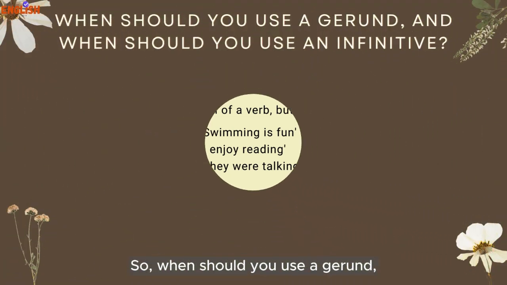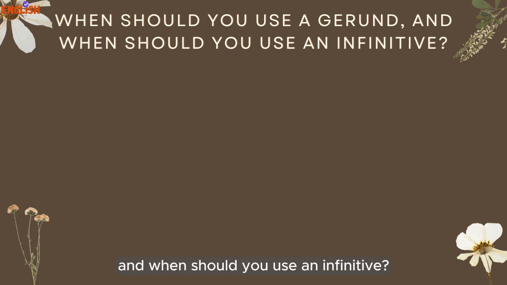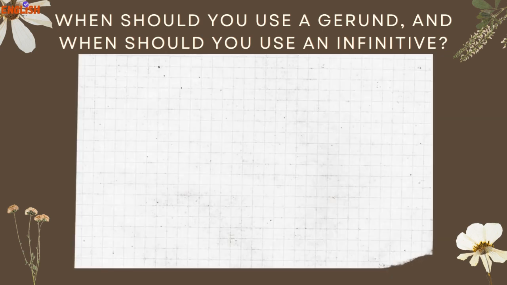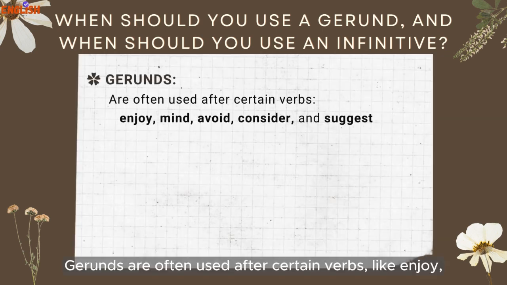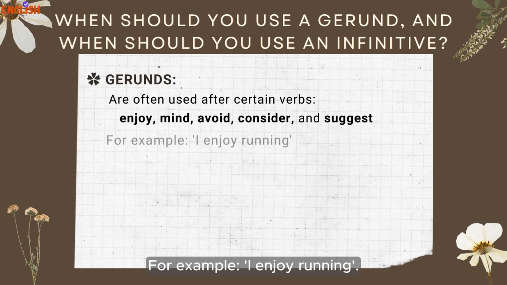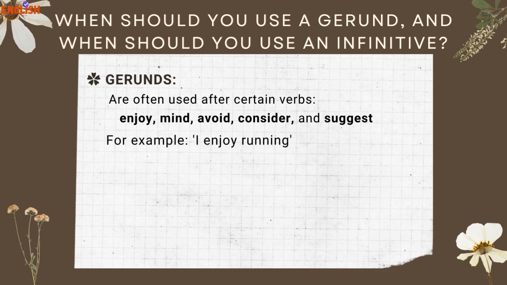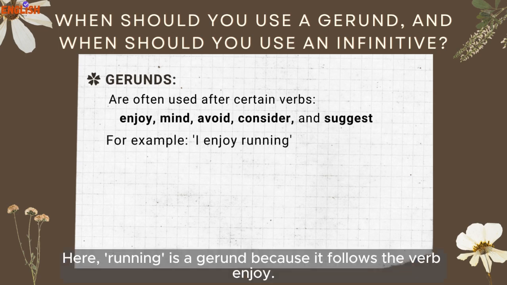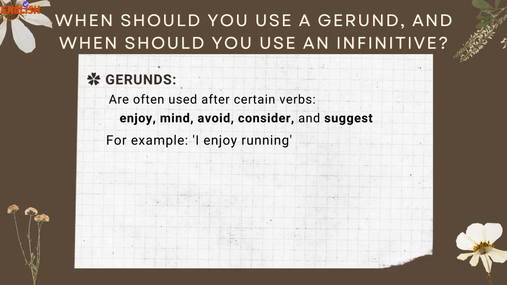So, when should you use a gerund and when should you use an infinitive? This is where it can get a little tricky, but here are some general rules. Gerunds are often used after certain verbs, like enjoy, mind, avoid, consider, and suggest. For example, "I enjoy running." Here, running is a gerund because it follows the verb enjoy.